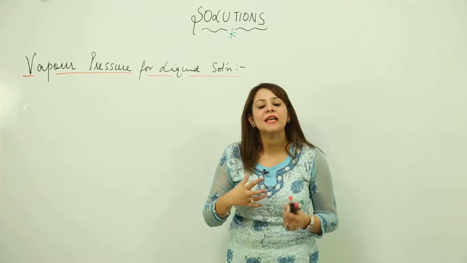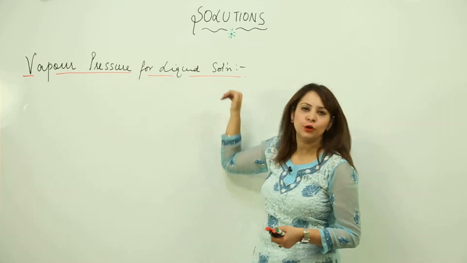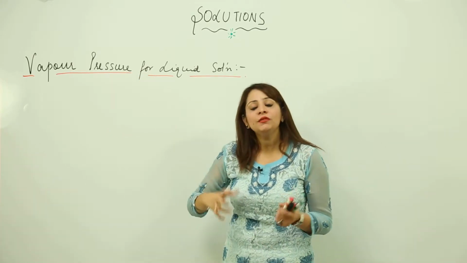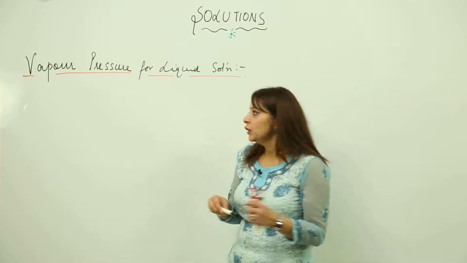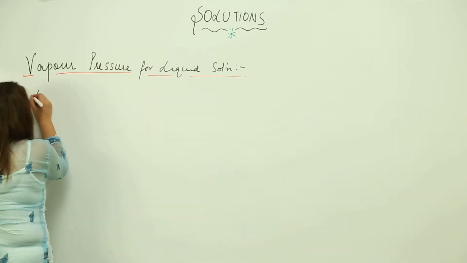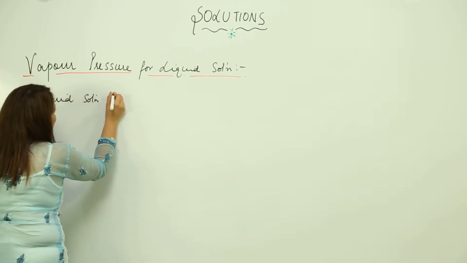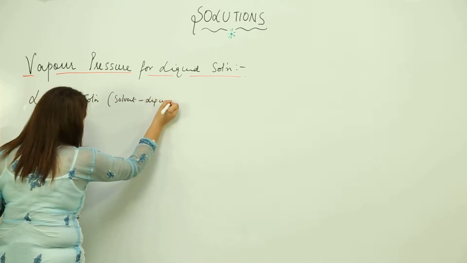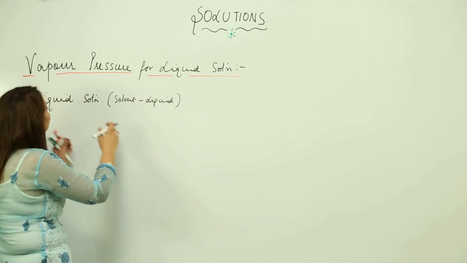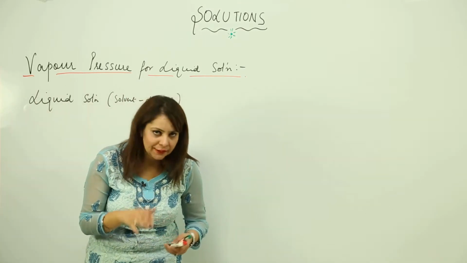Now we are going to start with the topic that is the vapor pressure for liquid solutions. Now what we will be doing in this, first of all, we will be considering the liquid solutions. So what is a liquid solution? As you all know, liquid solutions are those in which the solvent is liquid. So we are going to see the vapor pressure for the liquid solution, that is, the solution which has the solvent as liquid.